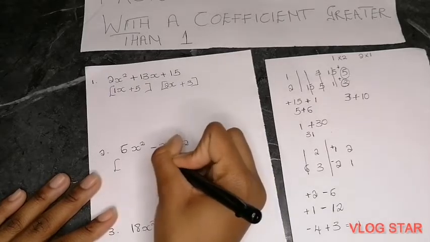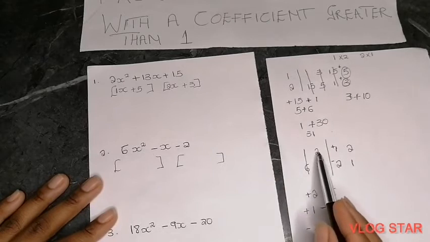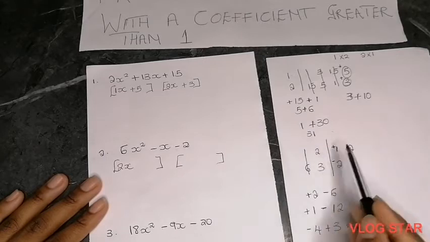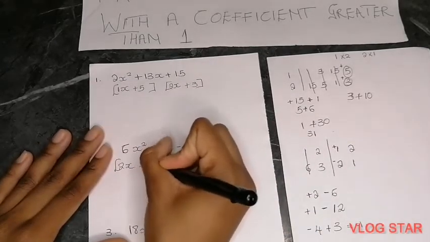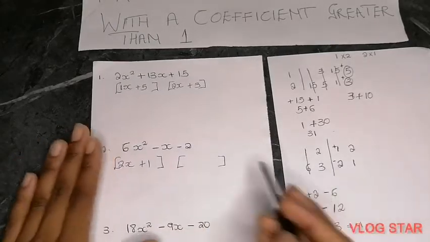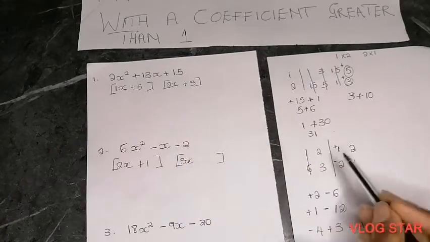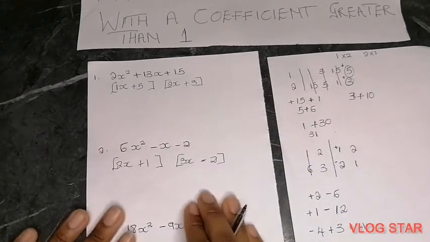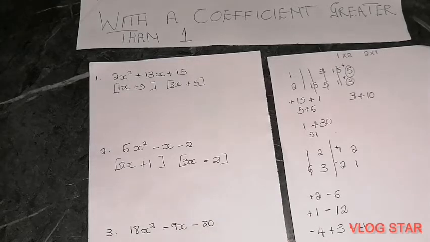We're going to open 2 brackets, and then we're going to write down our 2. Don't forget the x. And then what is 2 with? It is with positive 1. And then we're going to go to the second bracket. 3x. What is 3x with? It is with a negative 2. So you have factorized it using factorization of trinomials with a coefficient greater than 1.